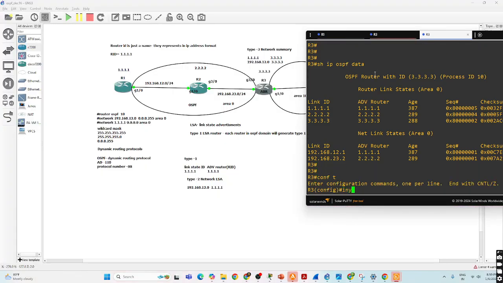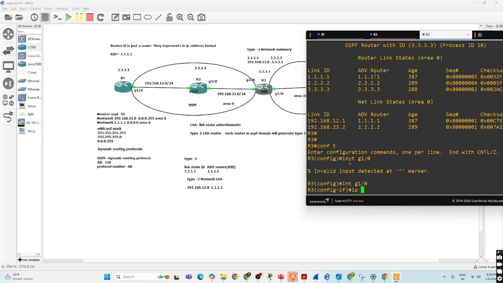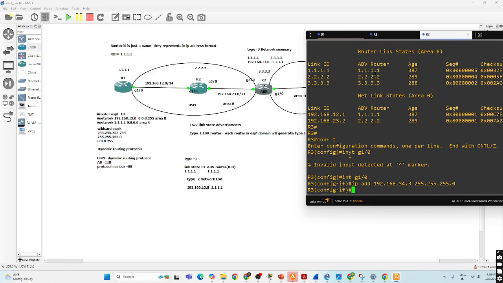R3, configure terminal. What is that interface? Interface G1/0. IP address 192.168.34.3, no shutdown.